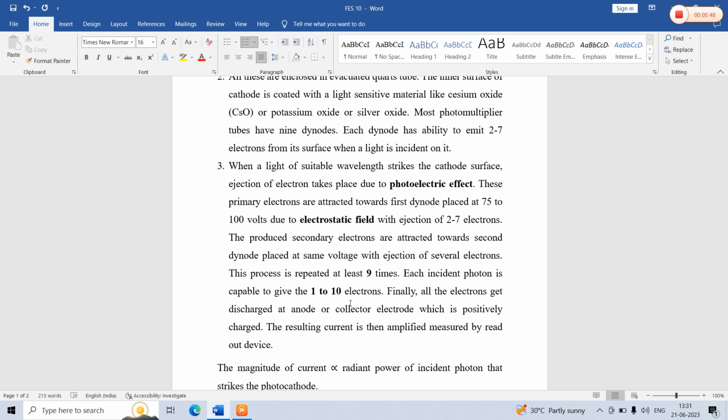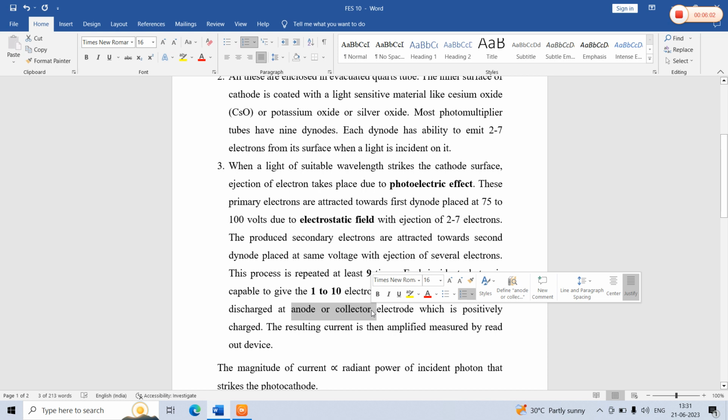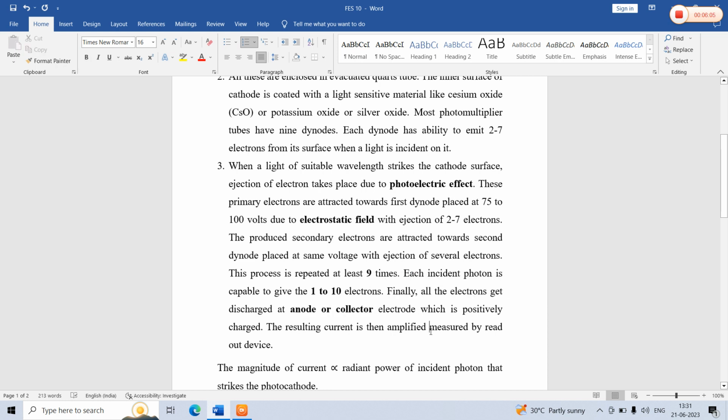So every electron coming from the successive dynodes will be discharged at the positively charged electrode, that is nothing but the anode, which is also called a collector electrode. The anode is also called a collector electrode, which is positively charged. The resulting current is then amplified and measured by a readout device. Whatever electrons are ejected successively get discharged at the anode or collector electrode, which results in the current. The magnitude of this current is directly proportional to the current given by the anode.